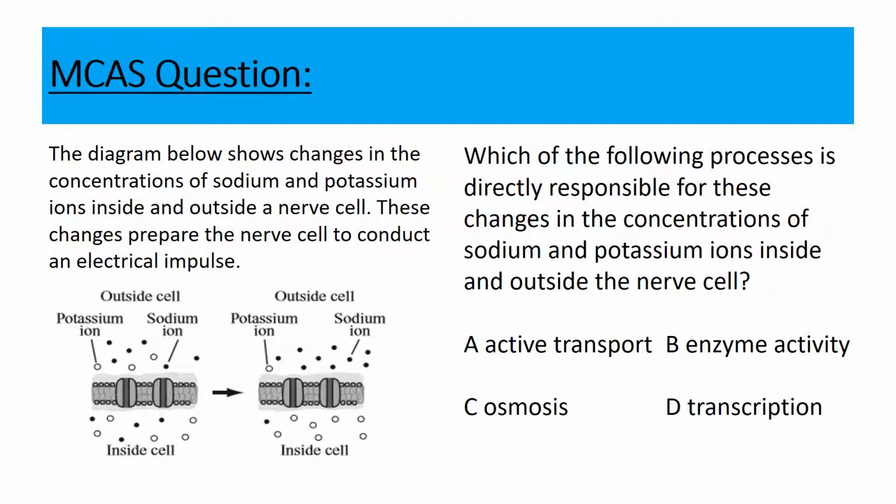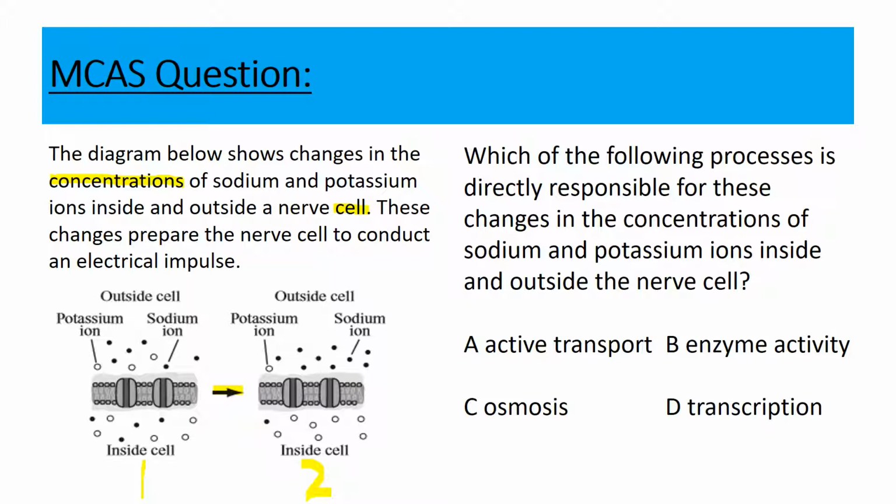The diagram below shows changes in the concentrations of sodium and potassium ions inside and outside a nerve cell. We don't even need to read the second sentence. We know that we're talking about the concentrations of substances inside and outside of a cell. What we have down here is basically a before and after picture. I'm just going to label them 1 and 2. And what's telling us that we're looking at a sequence, a before and after picture, is that little arrow.